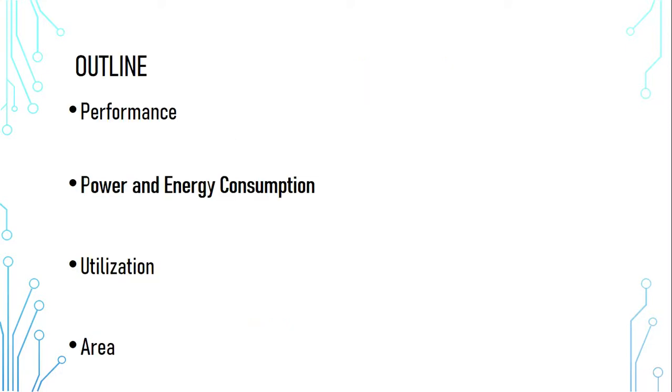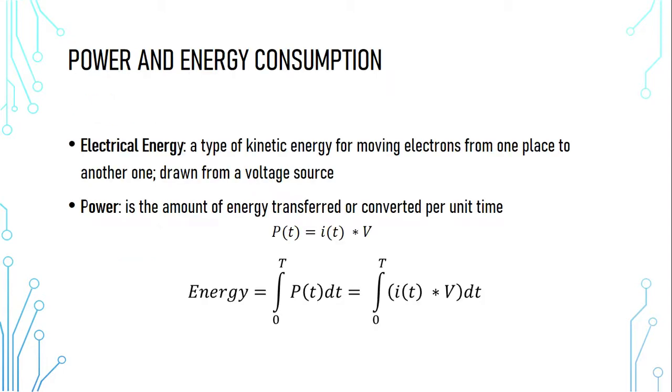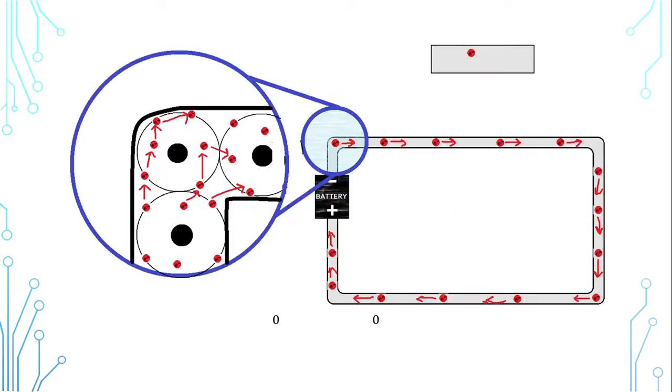Power and energy consumption. Electrical energy is a kind of kinetic energy for moving electrons, or making them move from one place to another place. This energy is usually drawn from a voltage source, such as a battery. In this figure, you can see how electrons move within a circuit. Some electrons from the voltage source push other electrons to flow in a domino way in the circuit.